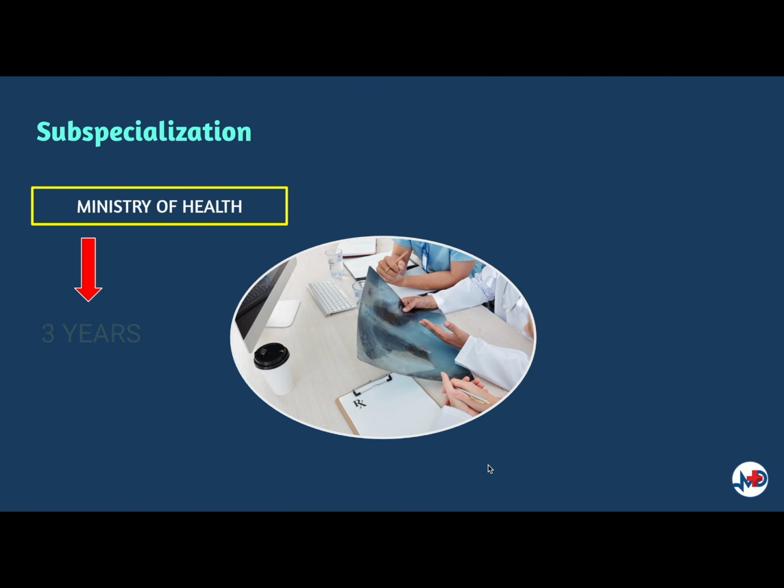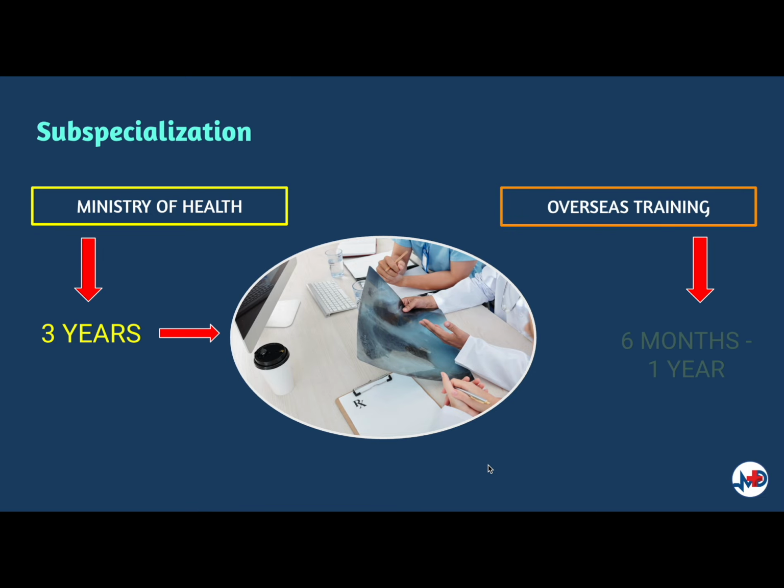Further subspecialization pathways which can be considered include the recognized pathway via the Ministry of Health, which lasts for 3 years and can be applied for after 2 years post-general specialization. An alternative pathway to obtain this is through a short period of attachment, which is usually for 6 months to 1 year at any relevant place overseas.